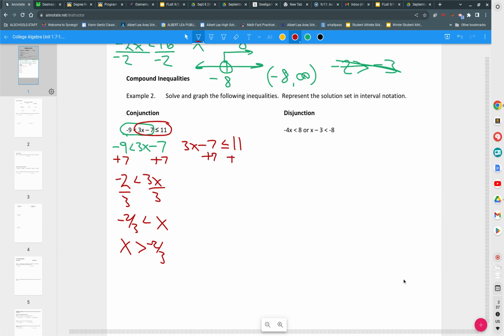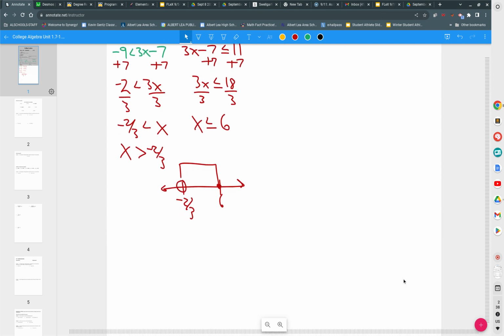Next one, just like normal, I add the 7, 3x less than or equal to 18. Divide by 3, x less than or equal to 6. I plot 6, plot -2/3, open circle, closed circle, arrow comes together. On the test, I don't expect you to necessarily draw the graph. I will ask for the answer in interval notation. I just think that when you draw the graph, it helps make sure that you get the interval notation correct, -2/3 and 6.